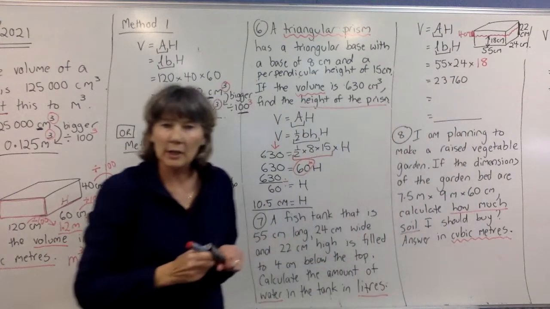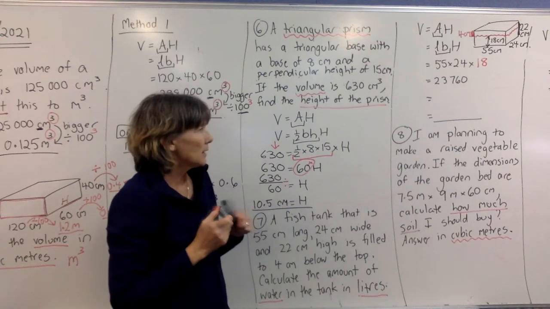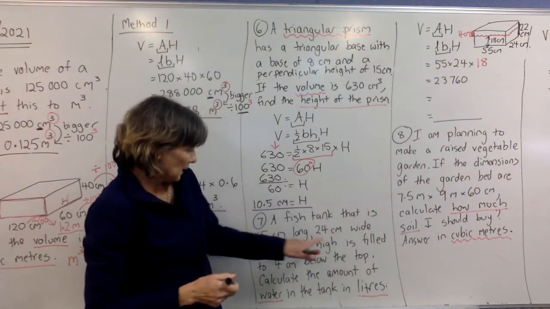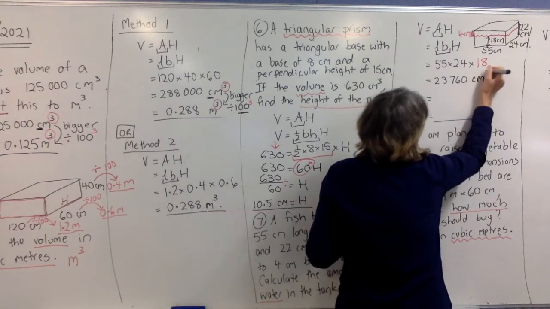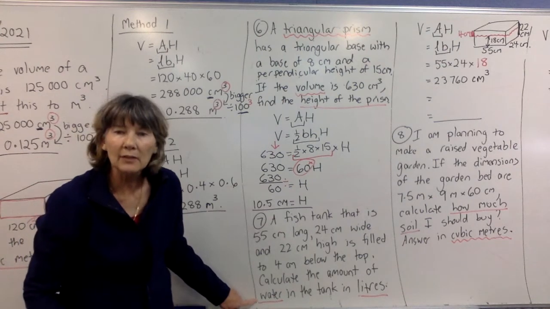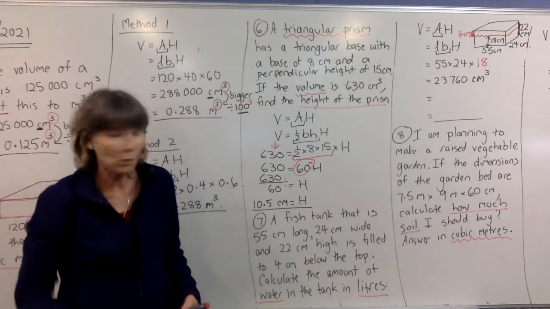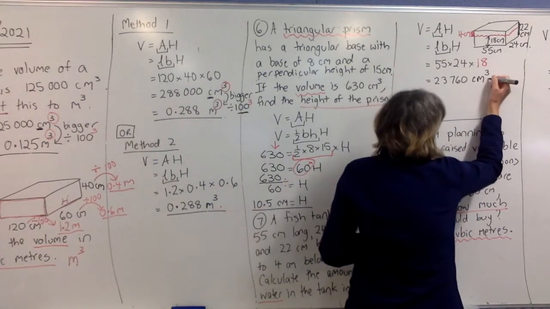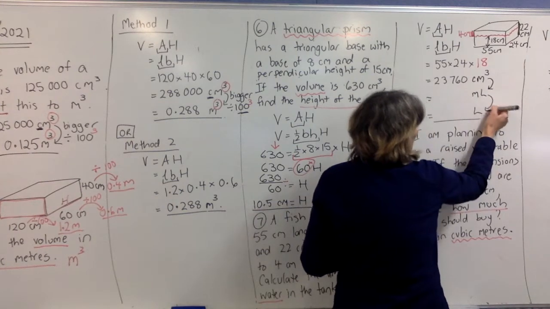Now, if you put that into your calculator, I've got the answer up there already. It's 23,760. Our units are in centimetres, so our volume will be in centimetres cubed. Now, the question asks for the answer in litres. So we've got to get this to a liquid measurement for the water. So we have to convert this first to millilitres, and then we're going to convert to litres.